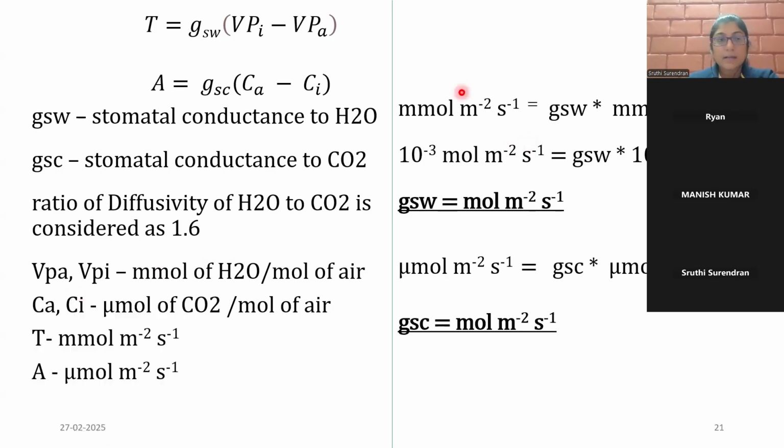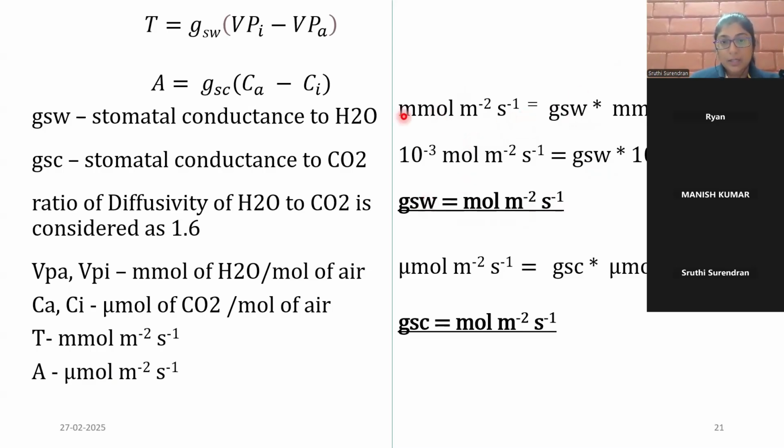we see that if transpiration is in millimoles per meter square per second, and vapor pressure deficit is in millimoles per mole, this millimole and millimole will get cancelled, and then GSW will be obtained in the unit of moles per meter square per second. So GSW is nothing but the stomatal conductance towards water.